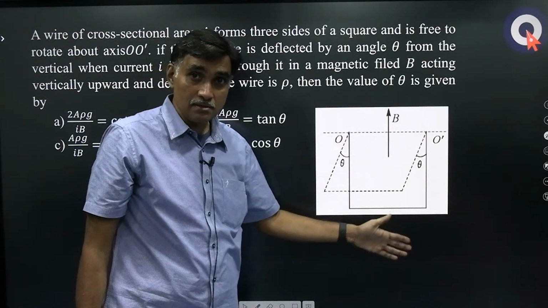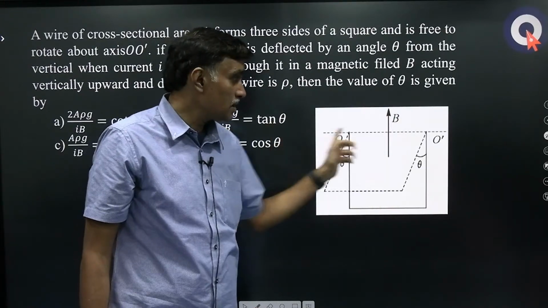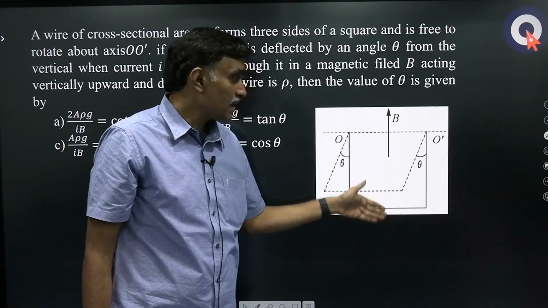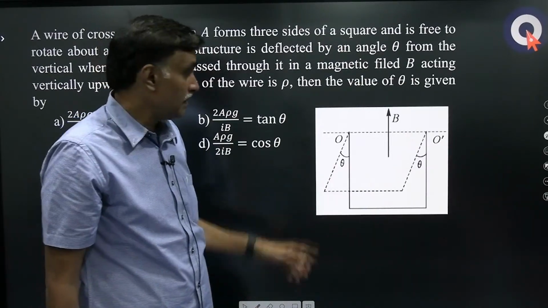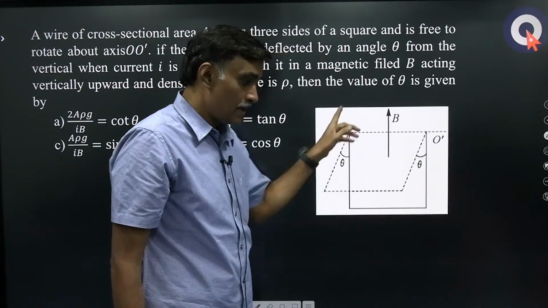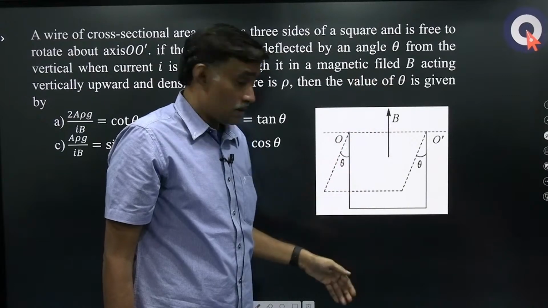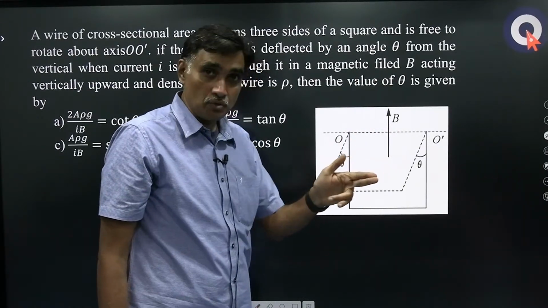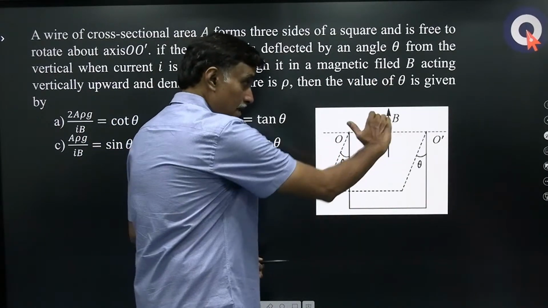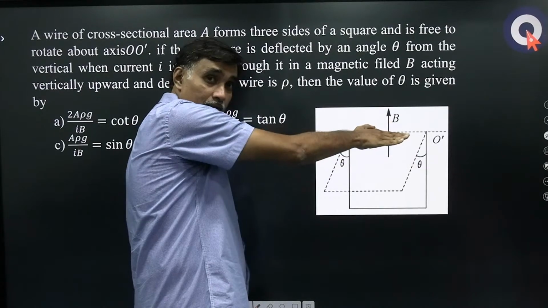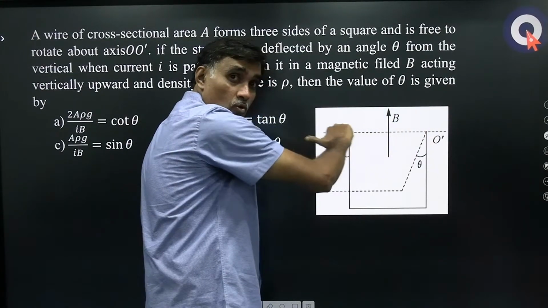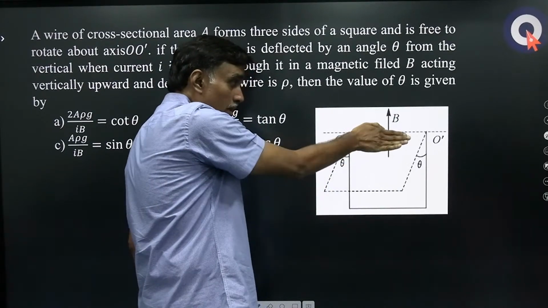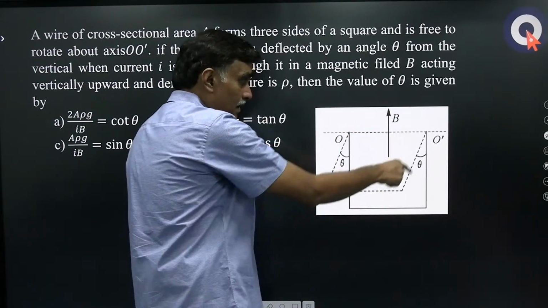Initially the wire is in a vertical plane, it can rotate about this axis, and there is a magnetic field switched on like this, okay, and current I is passed. When current I is passed like this and the magnetic field is coming out, let us say m bar is towards you, then m bar cross b bar is in this direction, so torque is along O prime to O, and it starts rotating like this.